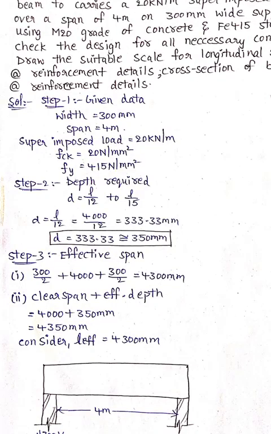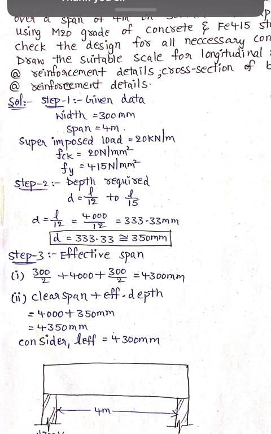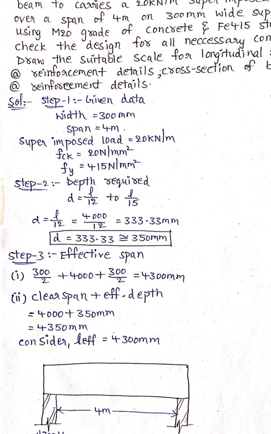Hello friends, today my problem is to design a simply supported beam. Here we observe a question. Design a simply supported beam of single reinforcement that carries a 20 kN superimposed load. The beam span is 4 m and the width is 300 mm.